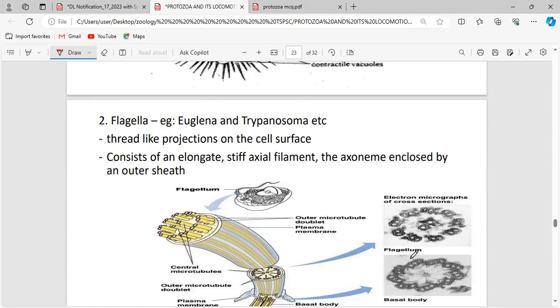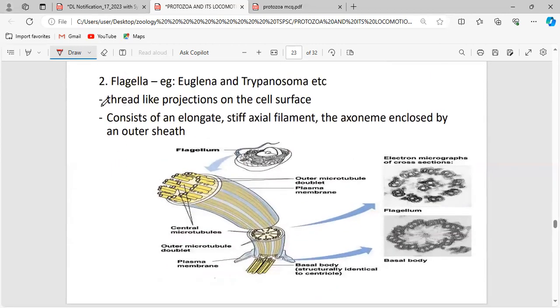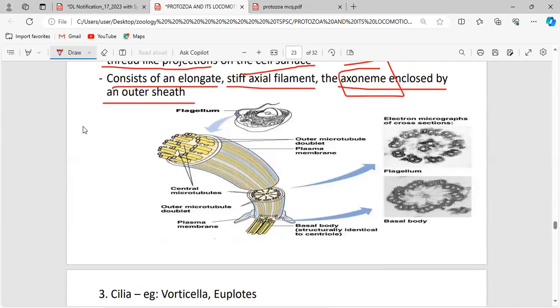Next comes the flagella. The best examples of organisms using flagella as their locomotory organelle are Euglena and Trypanosoma. In a flagellum, there are thread-like projections on the cell surface, consisting of an elongate, stiff axial filament, the axoneme, enclosed in an outer sheath. Just see the structure. These are called the microtubules.